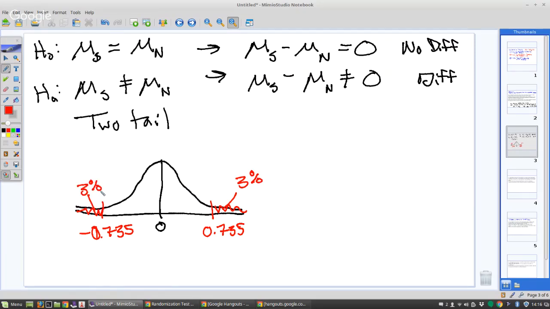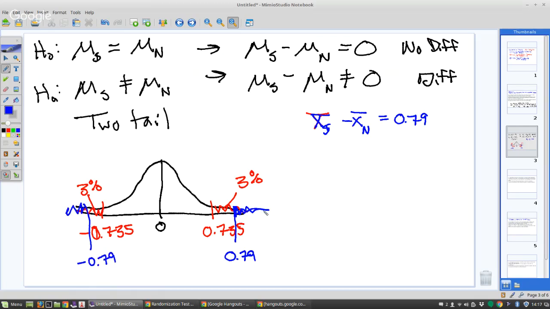My data had a difference of X bar smilers minus X bar neutral people. That difference was 0.79. And if that's 0 and that's 0.735, then 0.79 should be somewhere over here. So that value right there is about 0.79. And so it looks like I'm going to have a smaller p-value. I have to find its symmetric partner over here, negative 0.79. These two blue areas together will be my p-value.